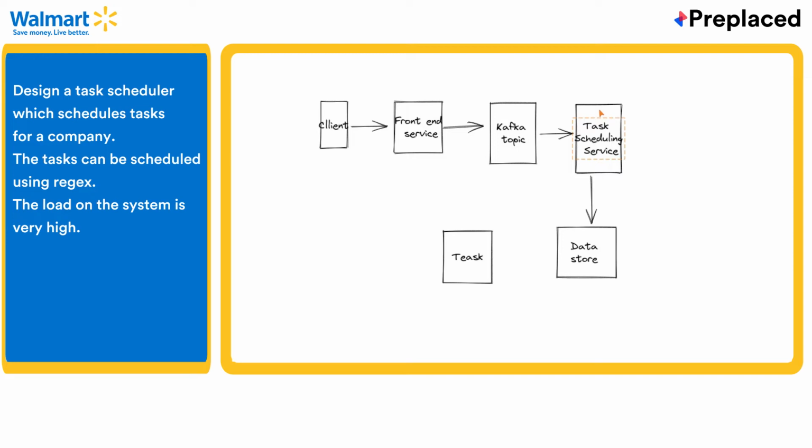What are the bare minimum things you require from the client? Can you write it down? Okay. What information will the client send? How will it go to Kafka? I am not clear on that picture. And how will this task scheduling service interact with Kafka?